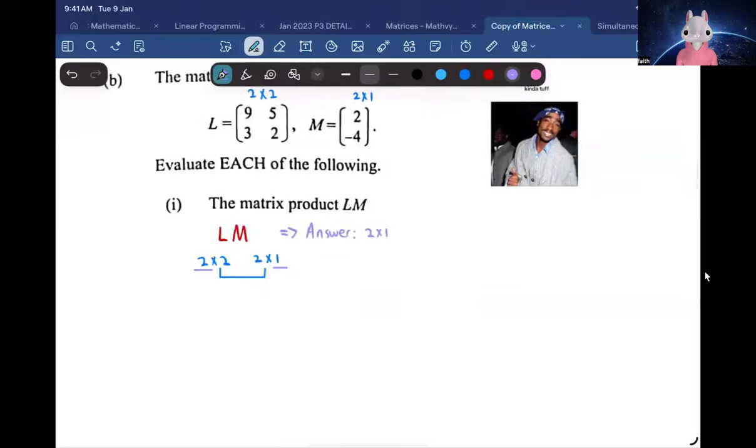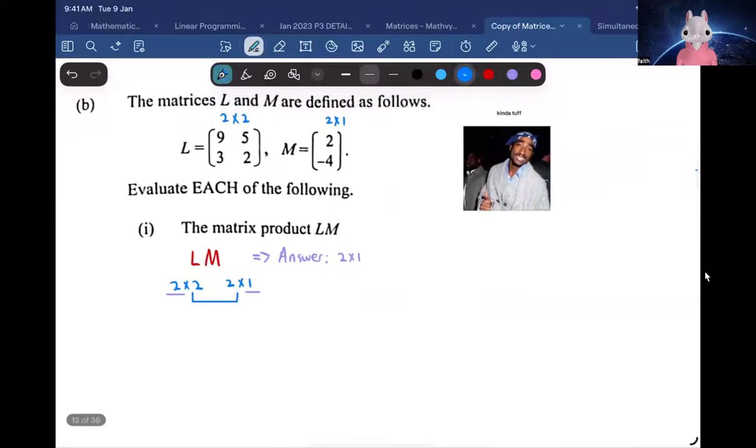So L by M. Matrix L is 9, 5, 3, 2. That's matrix L. And matrix M is 2, minus 4. Do I have any volunteers to help with this multiplication?